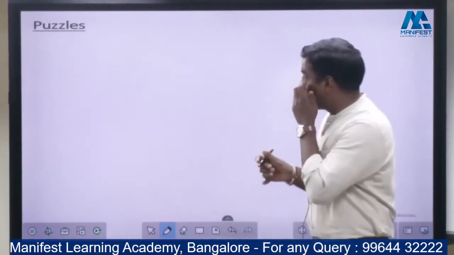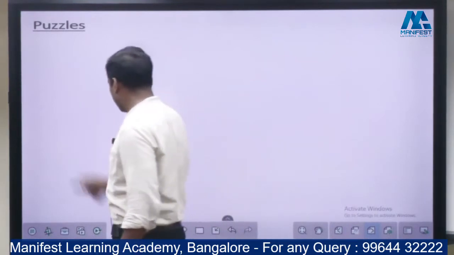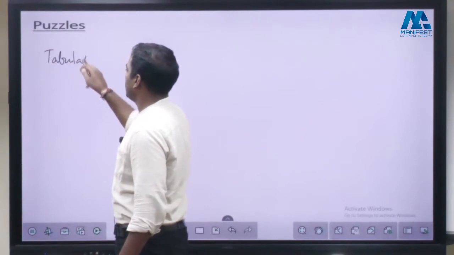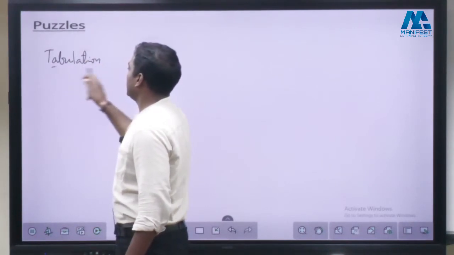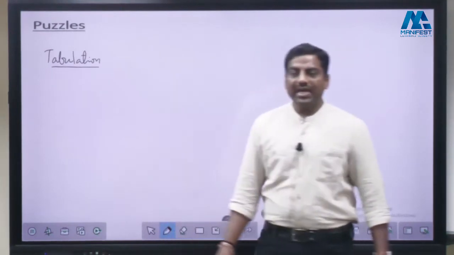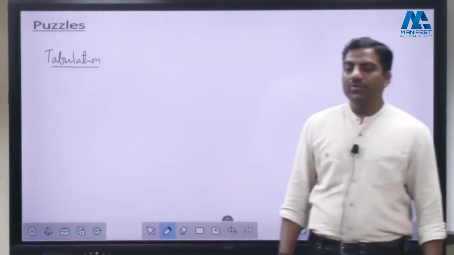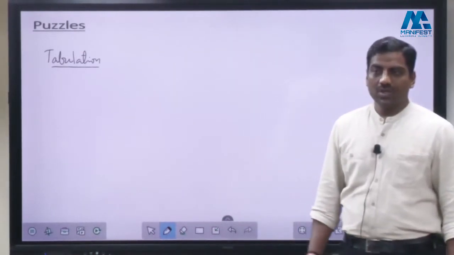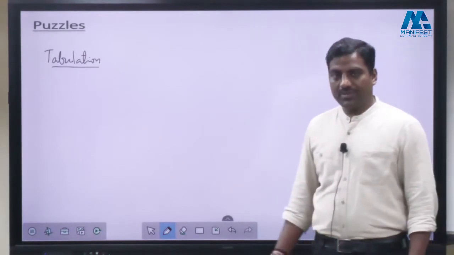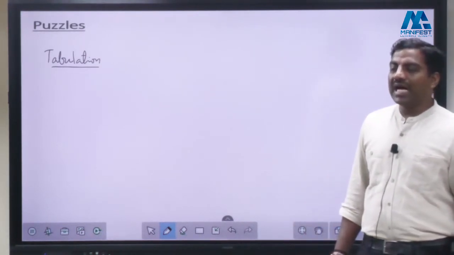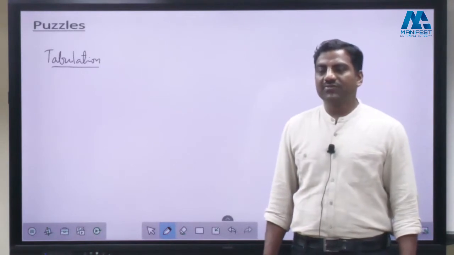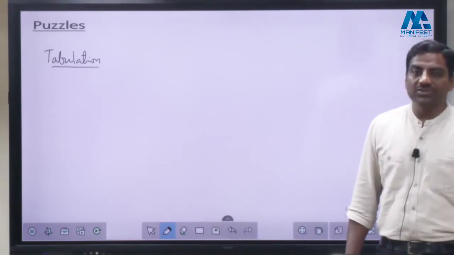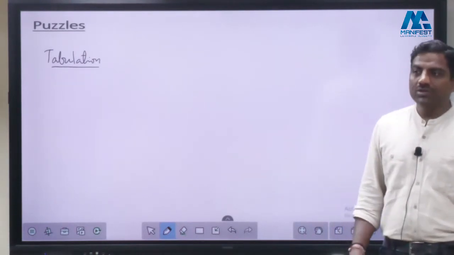So first one is the tabular format. First one is tabular or tabulation. In this one, what do you do? You make a chart. So they will give you details of some person. Maybe his place, or maybe his choice of subject, maybe his choice of car, maybe his choice of dish, or maybe his travel history from this city to that city. So they will give something.